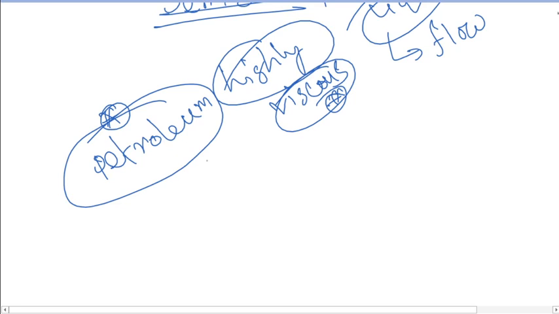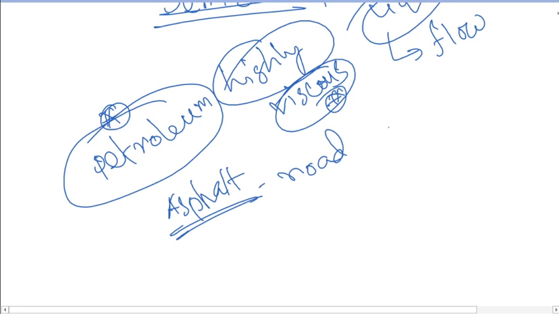The primary use of asphalt or bitumen, whatever we say, is in roadway construction. The main purpose is roadway construction. This is the primary use of asphalt.